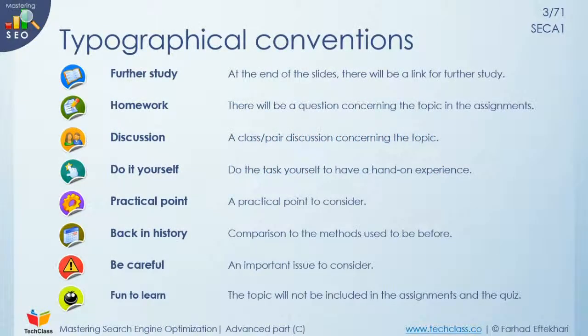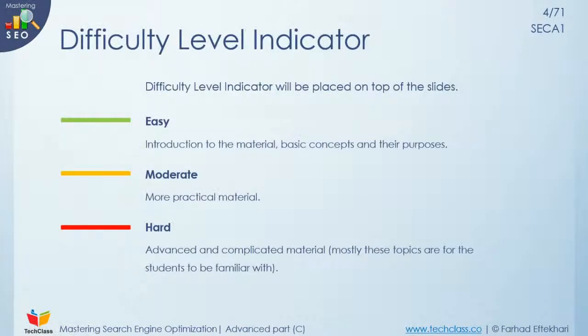And also here are some typographical conventions that we're going to use throughout the course. So in the bottom of the slides, you may encounter these icons and each of them means something, so make sure to get familiar with them. And here is also a difficulty level indicator that you can see on the top of the slides. The content of the course has been divided into three different levels of difficulty: easy, moderate, and hard.